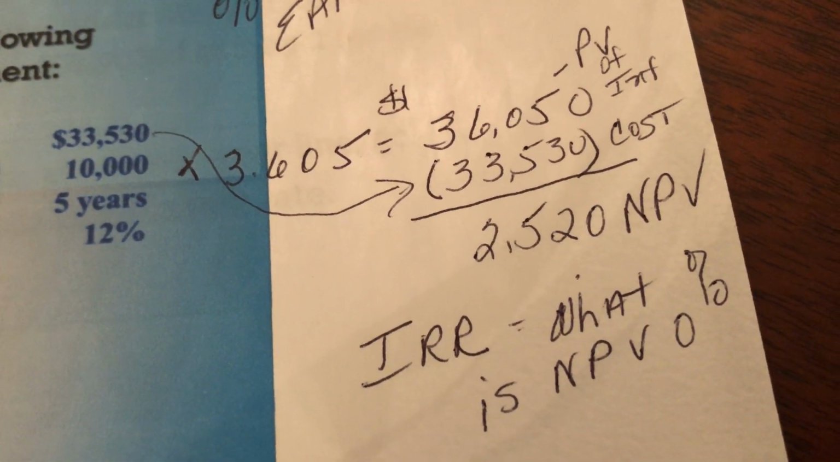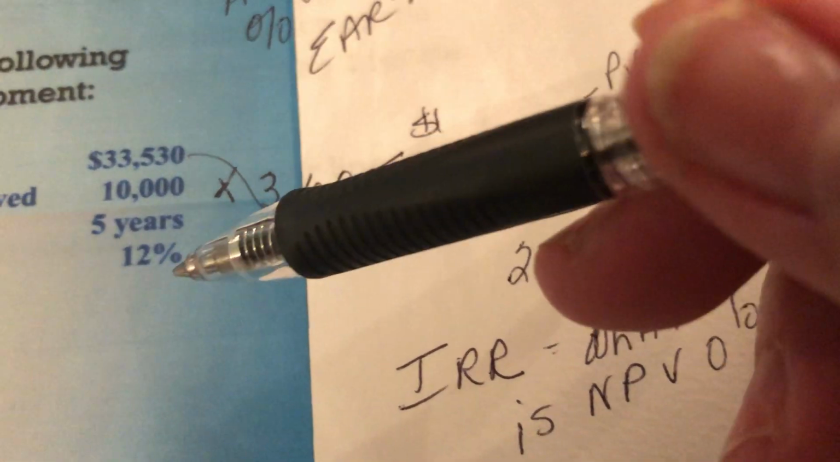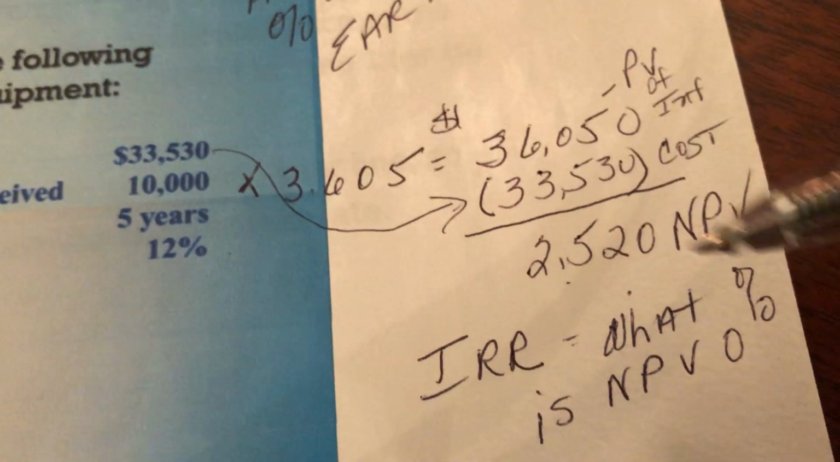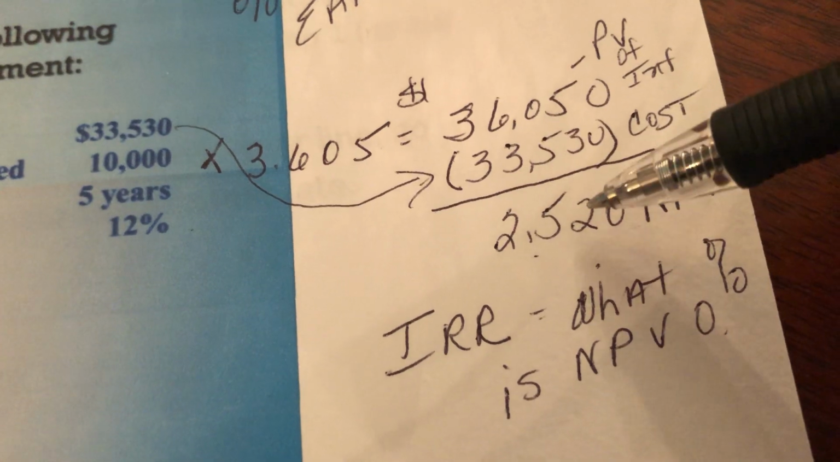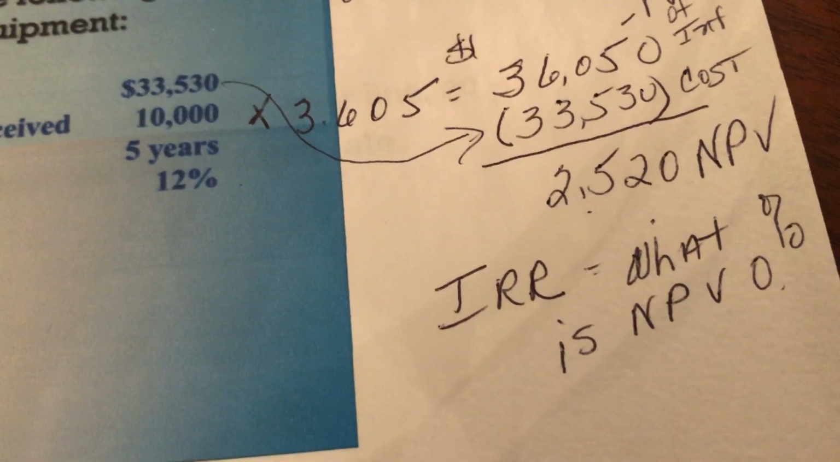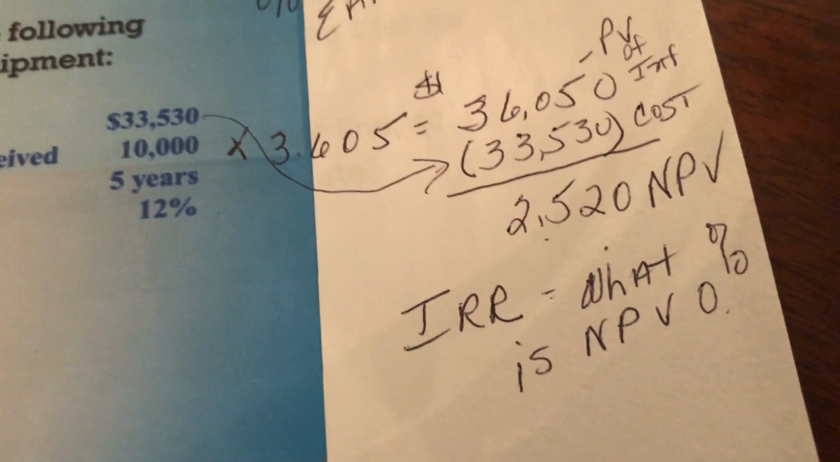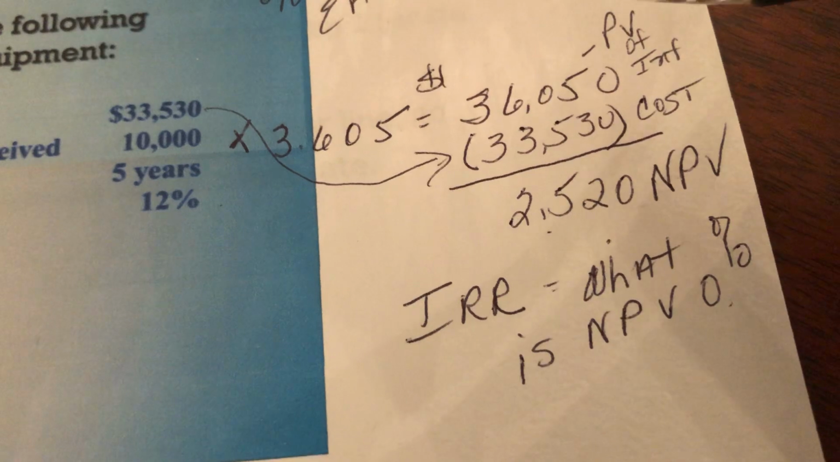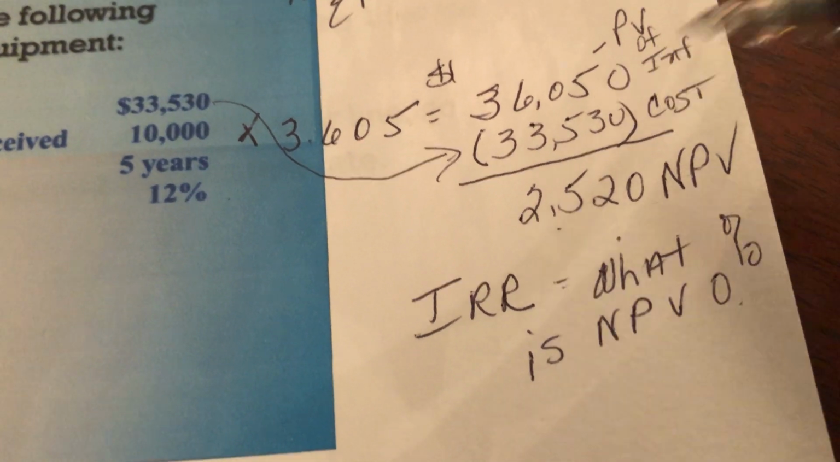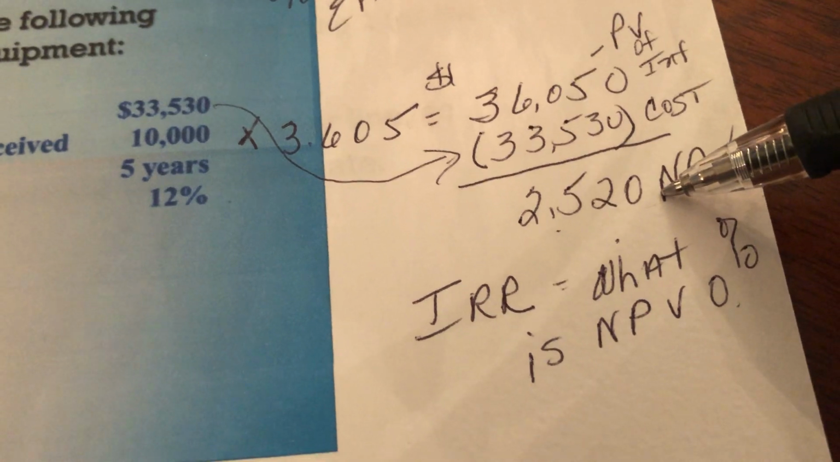$2,520. Okay. Now, we want to find that percentage, not 12%, but what percent is going to give us a 0 net present value, and that's the lowest return we would accept on this project. So it's a trial and error method. You want to move up because the higher the percentage, the lower this net present value.